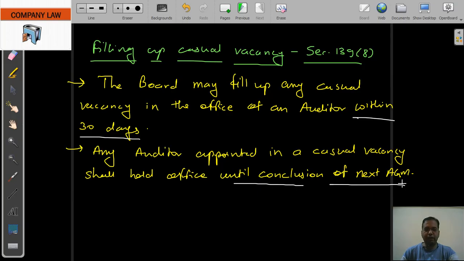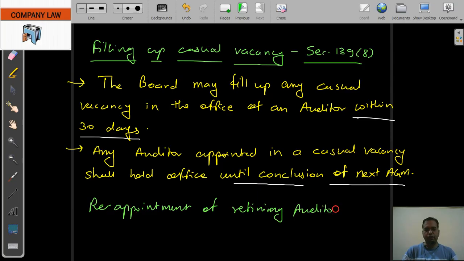Now, whether there can be a reappointment of the auditor. A retiring auditor may be reappointed at the AGM if he is not disqualified. So the reappointment provisions are given. Reappointment of retiring auditor: these provisions are given under section 139, subsections 9, 10 and 11.